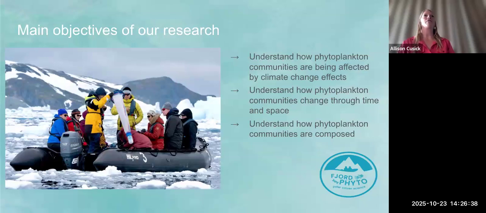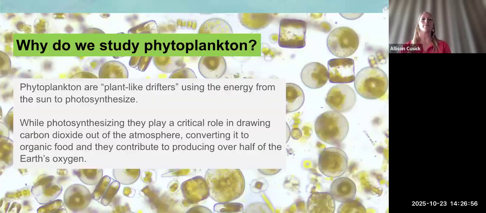So the main objectives of the research were to understand how phytoplankton communities are being affected by climate change effects, so melting glaciers, warming temperatures, and understand how the phytoplankton community is changing through the spatial scale and time, and also how they're composed, like which species are making up the community.